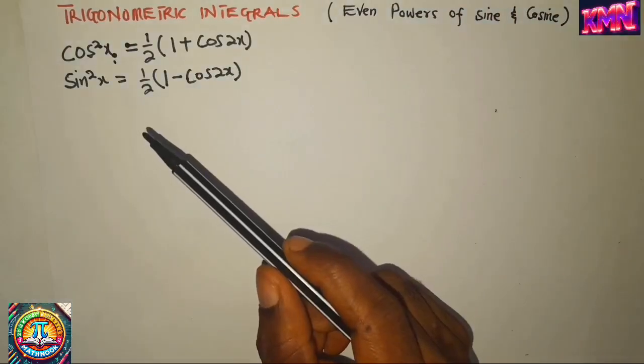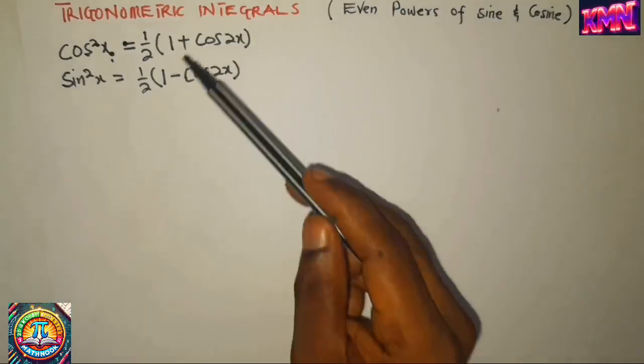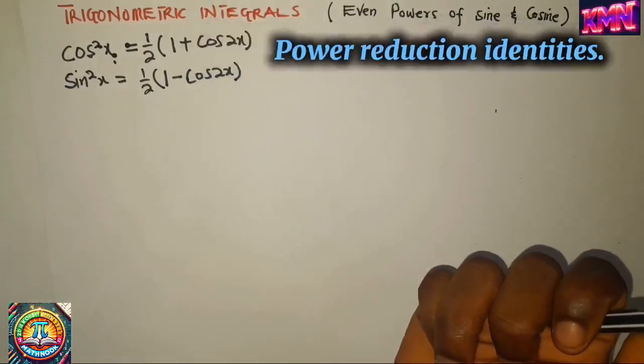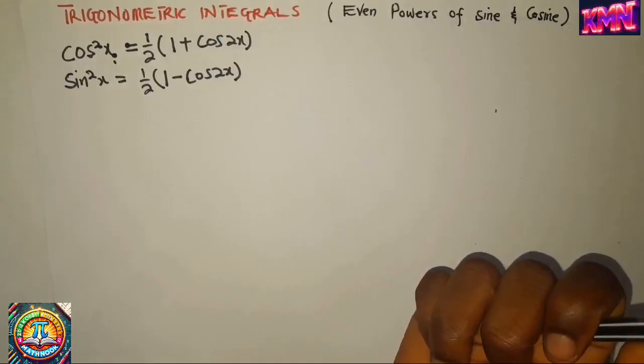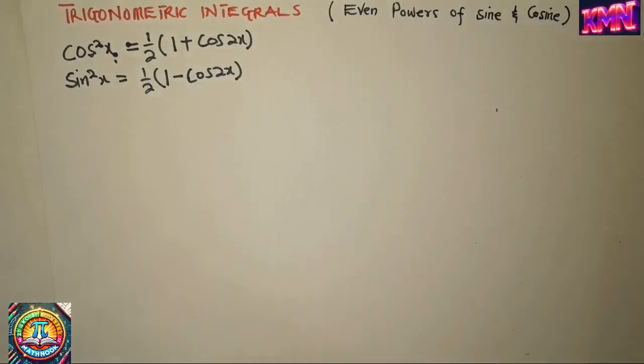As far as integration of sine and cosine of even powers is concerned, these two identities are referred to as power reduction identities. This is due to the role they play in integrating these trig functions. They help to reduce the powers to a degree of 1 for easy integration. Let's take the first example.